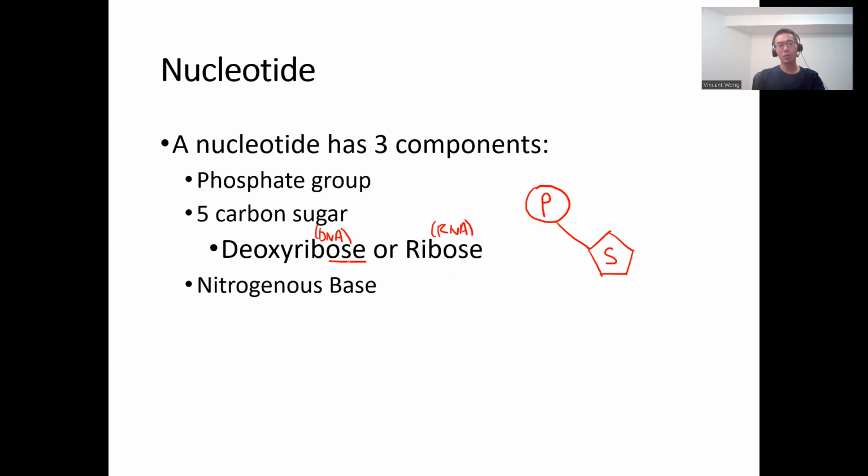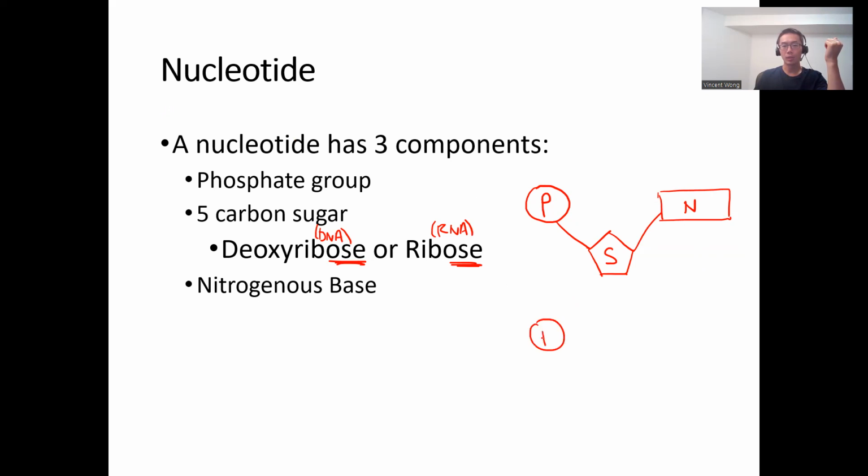Now, the suffix -ose means it is a sugar. Think of all the sugars that we have learned so far: glucose, fructose, maltose, galactose, lactose, cellulose. All these things are sugars and they all end with -ose. So deoxyribose and ribose are just other kinds of sugar. It's going to connect to a nitrogenous base, like this. So this whole thing is a nucleotide.